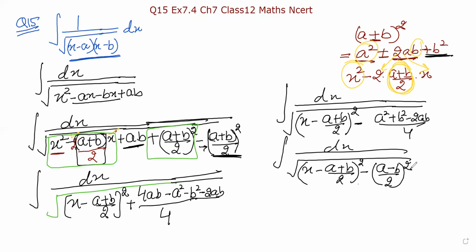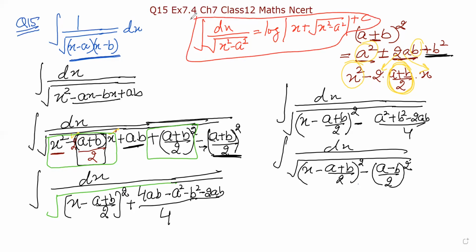So, we can compare this with the formula x square minus a square inside the root. And we know this formula. What formula? Integral dx upon under root x square minus a square. And this formula is log of x plus under root x square minus a square plus c, which is obvious. This is the formula which I will be using.